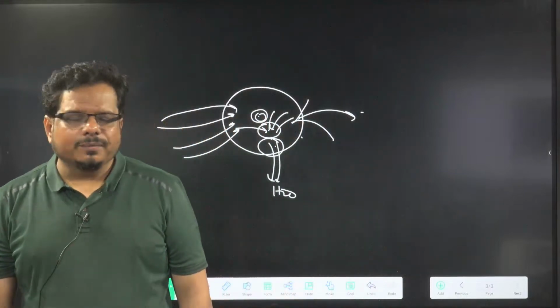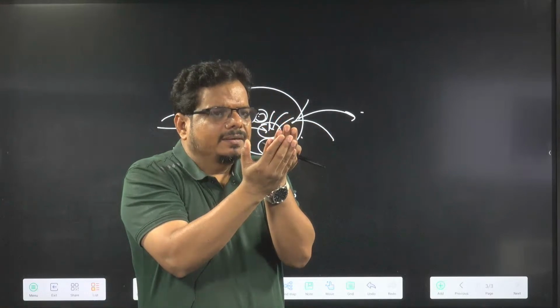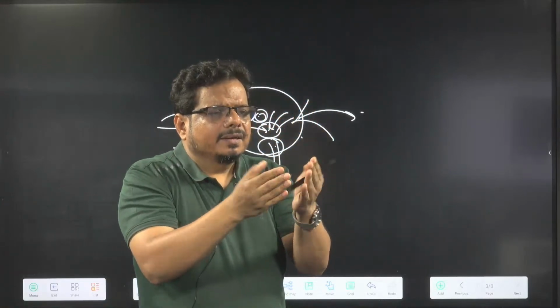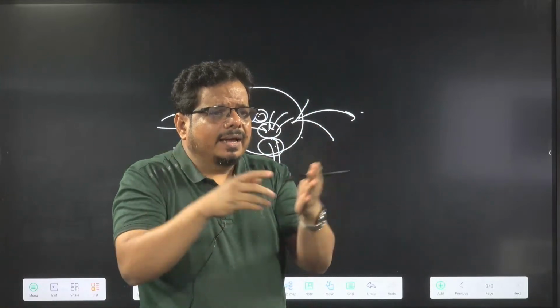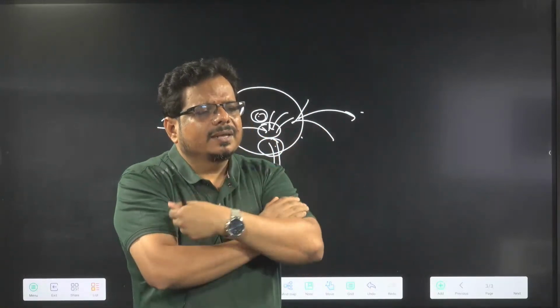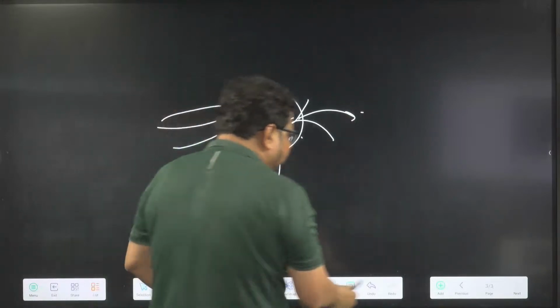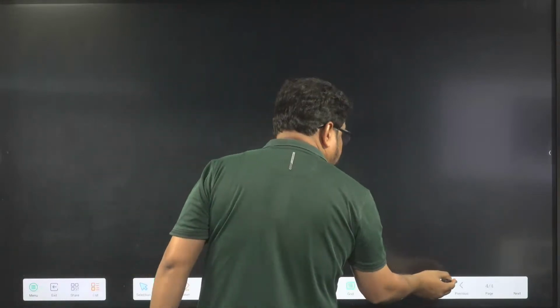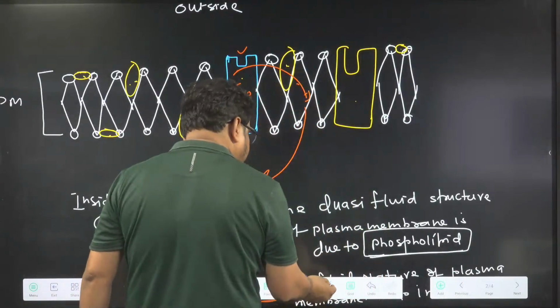Clear? Understood? So got the idea what I want to convey to you? Plasma membrane can easily break and easily join. As something is there in between, it will break. As it is removed, it will join. Got the idea? So you got the idea about the plasma membrane: the quasi-fluid nature and the advantage of this quasi-fluid nature. Did the picture come or not?